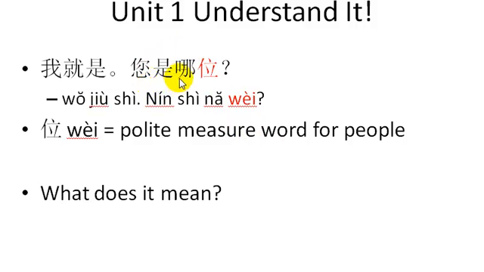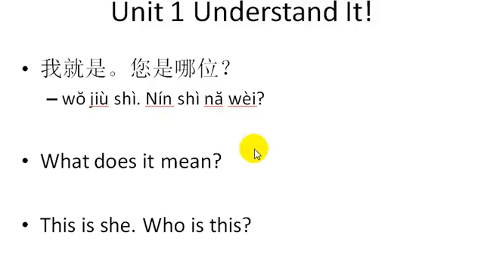您是哪位? So what do you think 您是哪位 means? And you can pause and think about that if you wish. Okay, so 我就是, 您是哪位? So this is she, is what 我就是 means. And then, quite simply, who is this? 您是哪位? Or perhaps translated more directly, you are which person? You are who, or who are you? I translated it here as who is this? You are which person? 您是哪位?